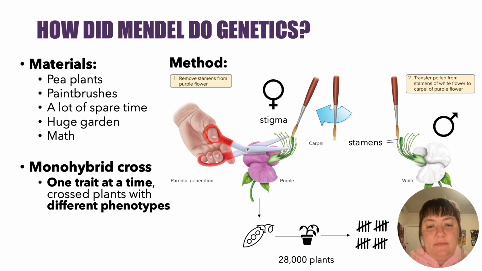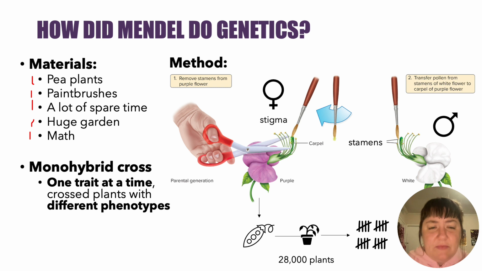And so Mendel lived before the invention of genetics. He's pretty much the one who discovered it. So how did he do genetics without knowing anything about DNA? Well, basically his raw materials were a bunch of pea plants, paintbrushes, a lot of spare time, a really big garden, and he liked to count things. So what he did is he basically crossed the pea plants. And the method he used is demonstrated here.